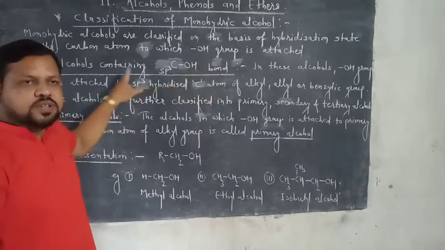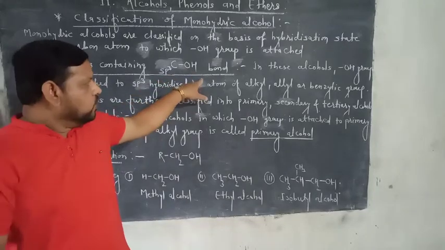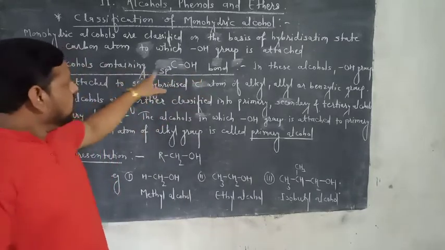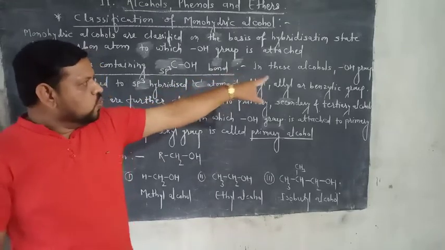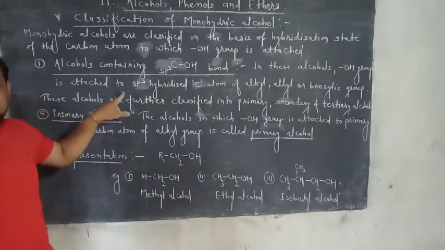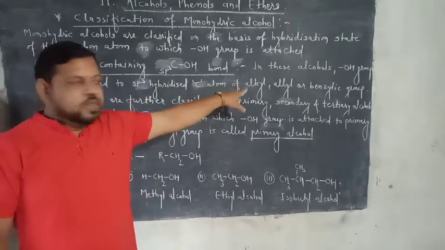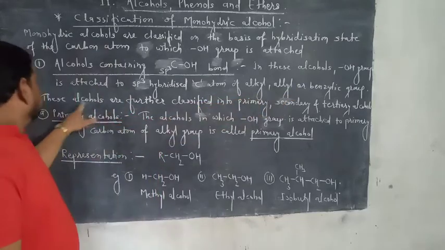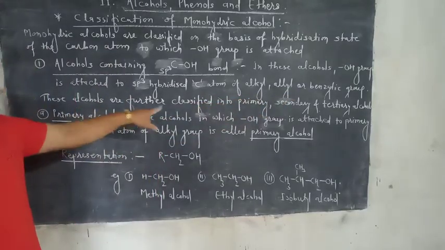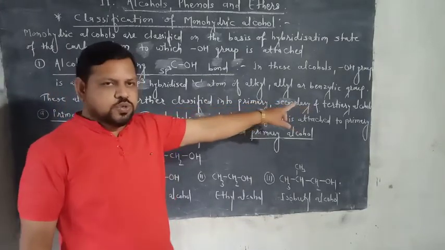First of all, we discuss alcohols containing a Csp3-OH bond. This means that in these alcohols, the OH group is attached to an sp3 hybridized carbon atom of an alkyl, allyl or benzylic group. These alcohols are further classified into primary, secondary and tertiary alcohols.